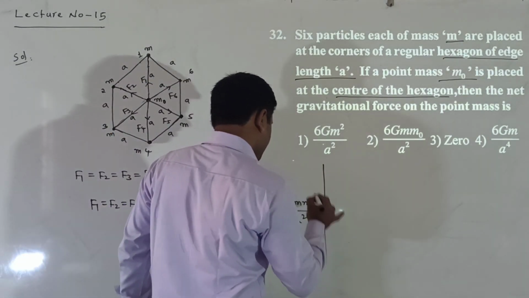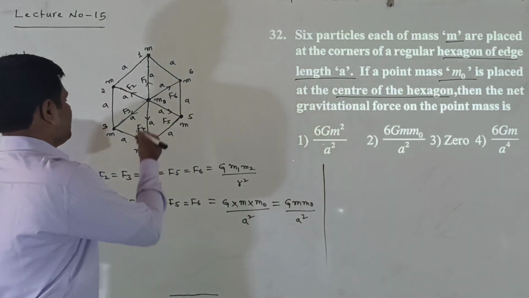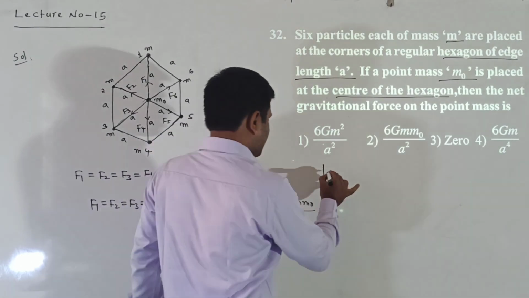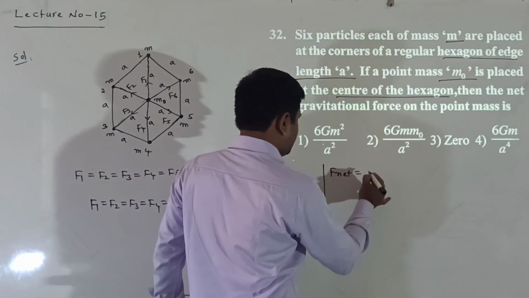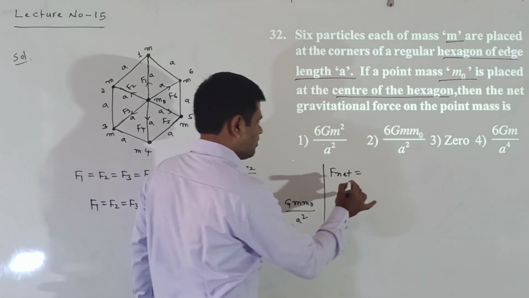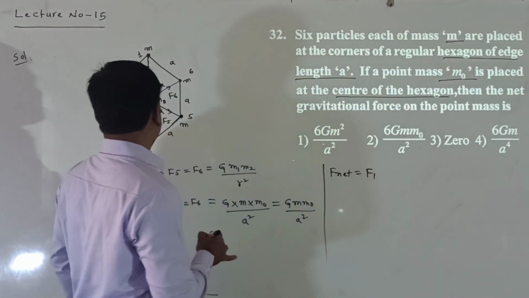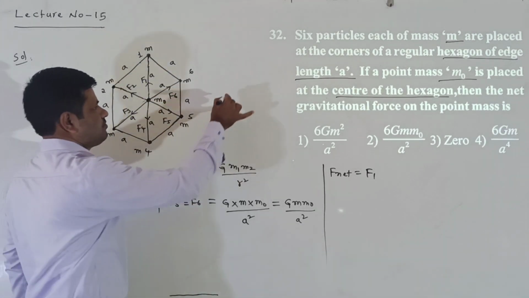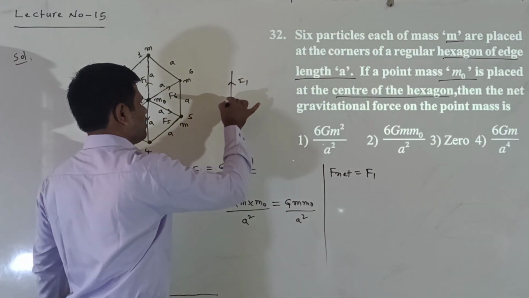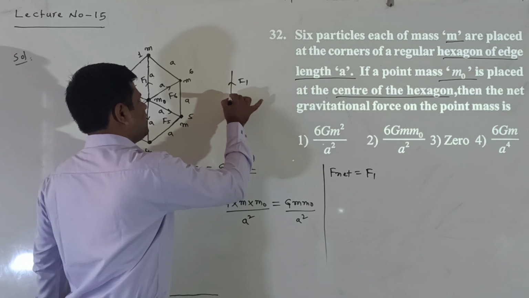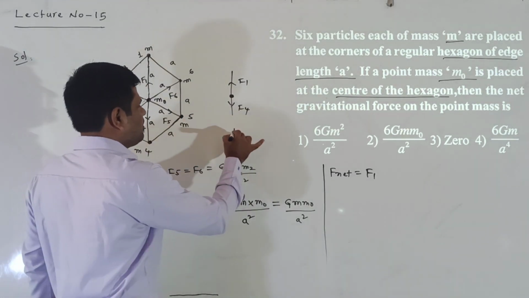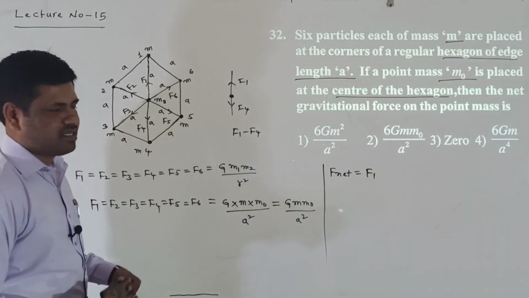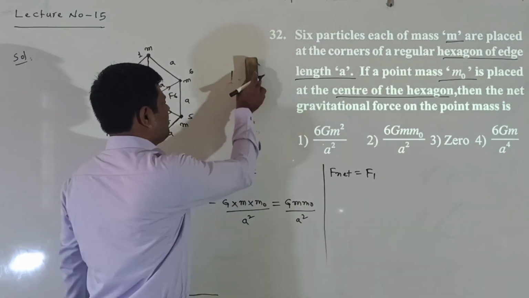So all forces are equal. Now find the resultant force acting on this point, considering the directions also. The resultant force means F1 minus F4, I am writing. See here, these two forces are opposite. F1 minus F4 or F4 minus F1, because the magnitude is the same and the direction is opposite, so we can make the subtraction.